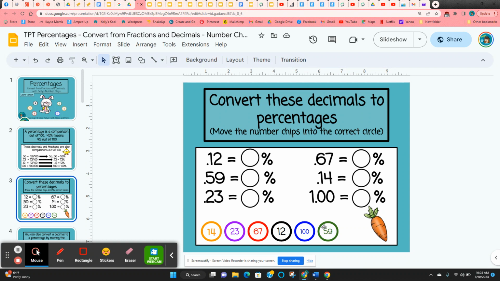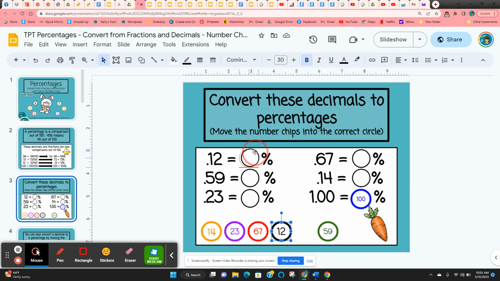So they're going to be moving these number chips. They have all the numbers that they need. This seems very simple. However, it just reinforces for the students how these match. So 12 hundredths, 12%, 59 hundredths, 59%. And then when you get to one whole, they can see that the only chip left would be 100%. So it just reinforces for the students.